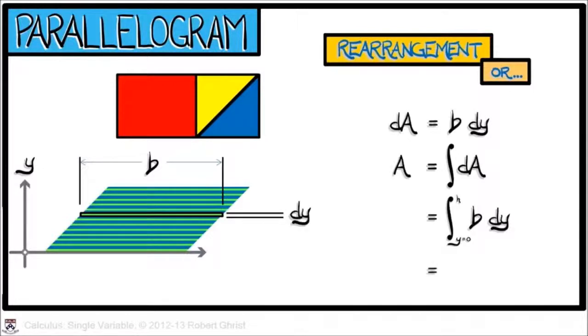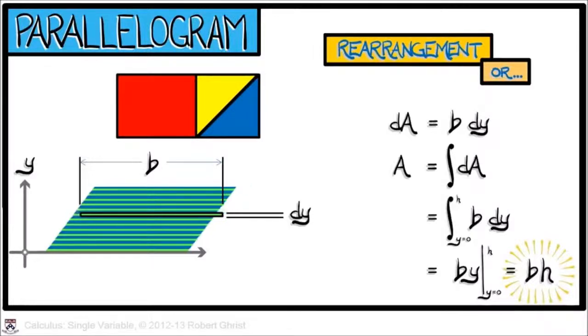And now let's see how it falls out. The integral of a constant b dy is that constant b times y. Evaluate from 0 to h, and we obtain simply b times h, which we all know is the area.